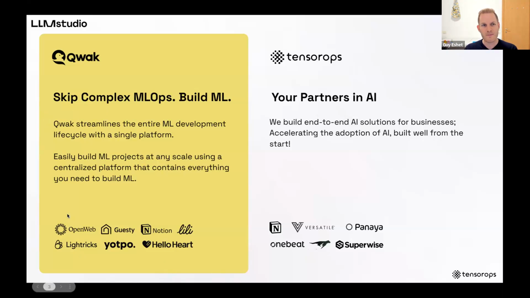Got it. So about TensorOps, we are a consulting company, basically your partners in AI. What we do is we help companies build a solution based on their business needs. We are cloud agnostic, so we meet the customers where they are in terms of their technology adoption and help them deliver these amazing products using AI. So that's enough about the introductions.